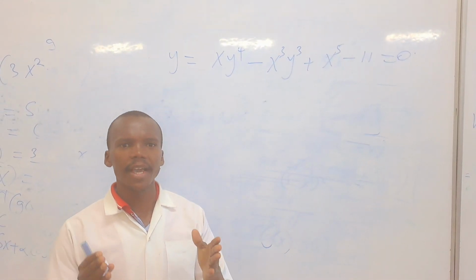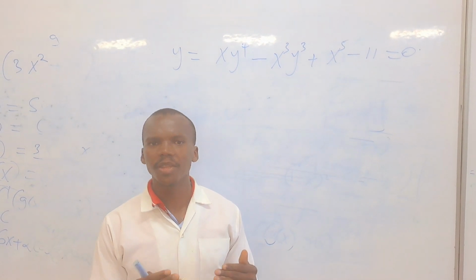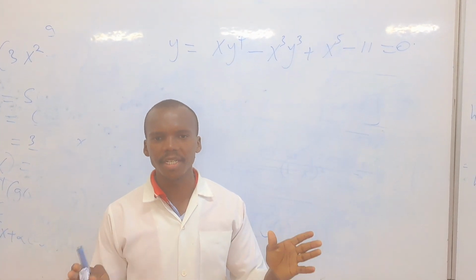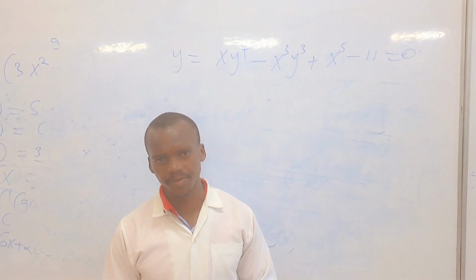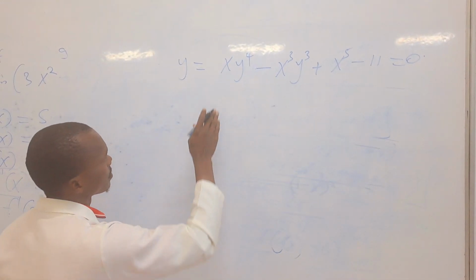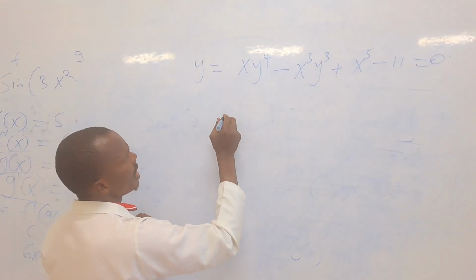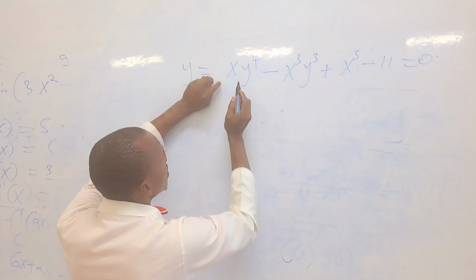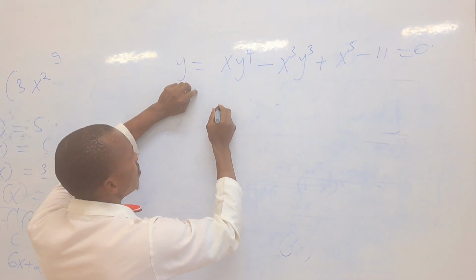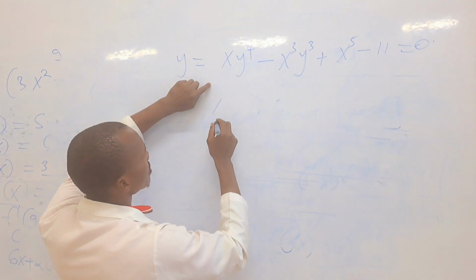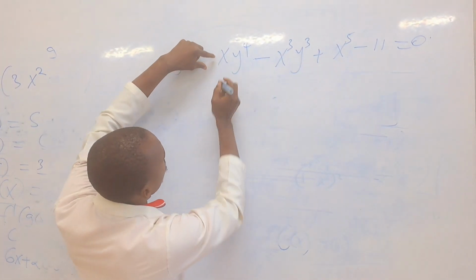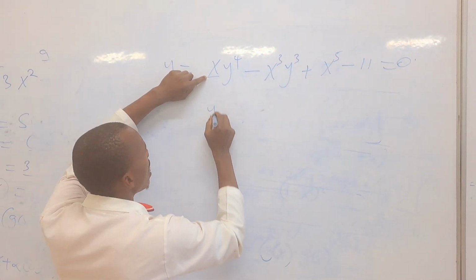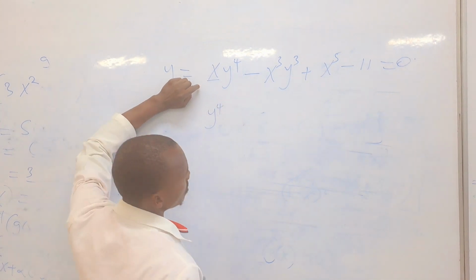Implicit means the x and y are combined together. So you differentiate them separately. For example here, if we differentiate x, it will be 1. So we'll have y raised to power 4.